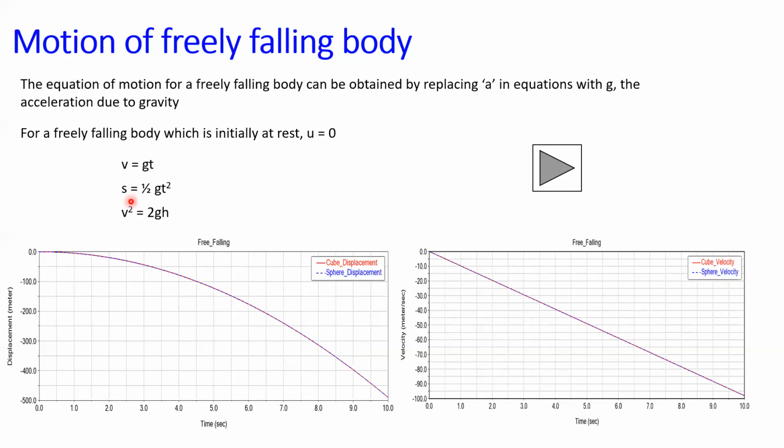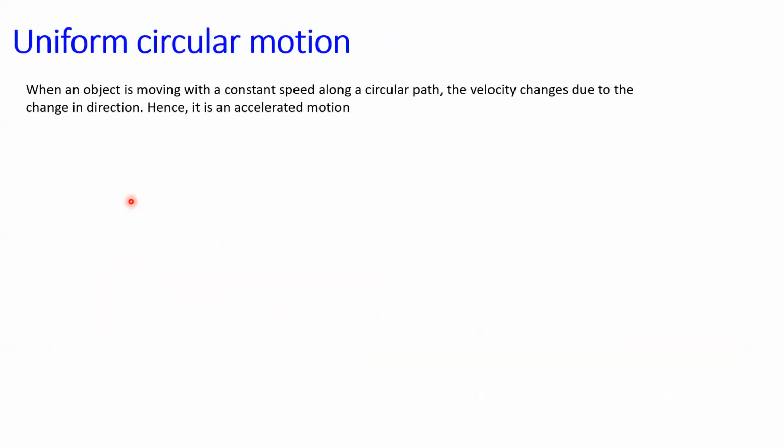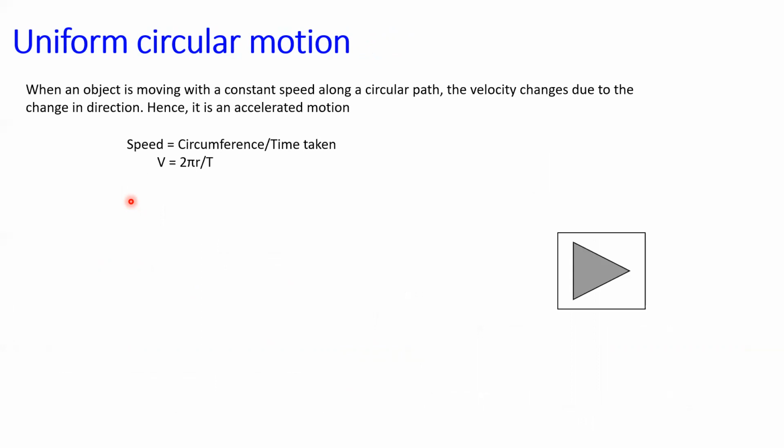Now take a piece of thread and a small piece of stone and rotate it. It moves along the circular path with constant speed. When you release the thread, the stone will move along the tangential direction. When an object is moving with constant speed along the circular path, the velocity changes due to the direction, so it is an accelerated motion.